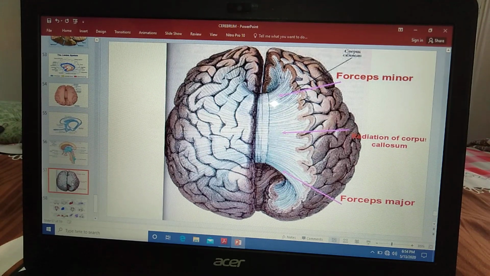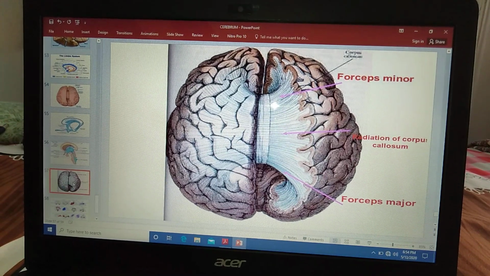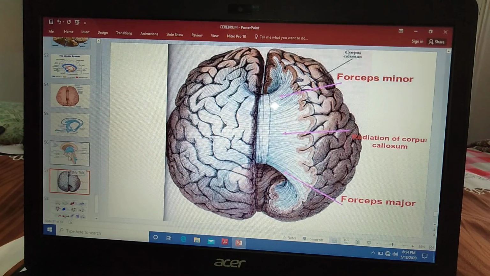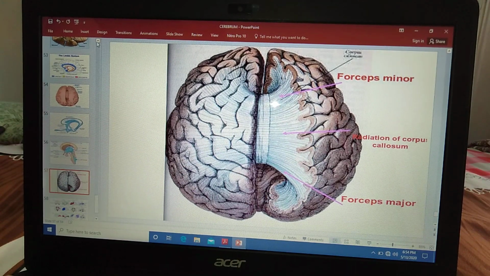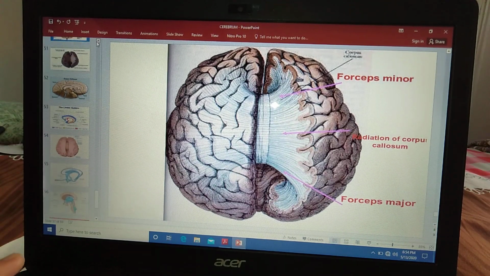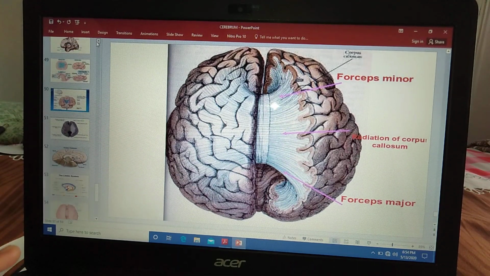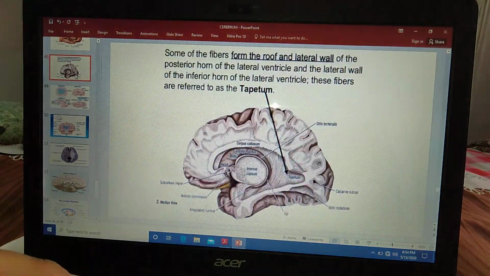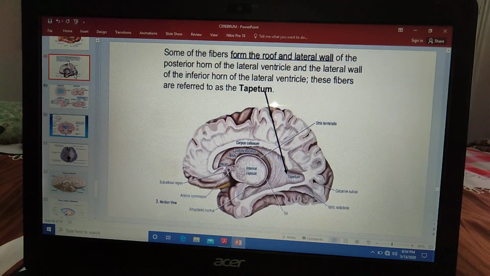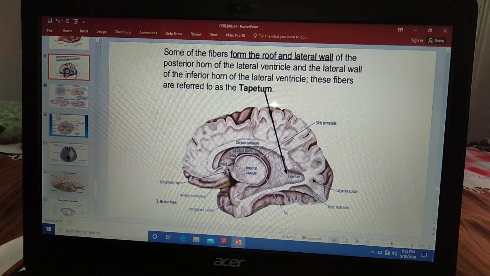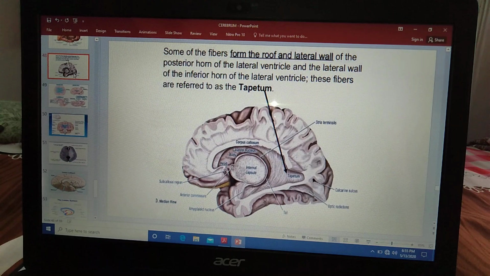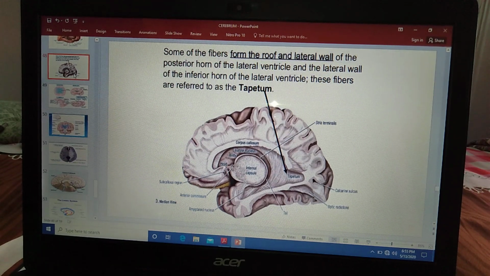The last is the tapetum fibers, right? Tapetum we have just seen in the previous video. Again we will see the tapetum. As I told you, it is the fibers of the corpus callosum only. Here you can see the tapetum fibers are shown. It is formed by some fibers from the trunk and the splenium of the corpus callosum. The tapetum forms the roof and the lateral wall of the posterior horn and the lateral wall of the inferior horn of the lateral ventricle. So these are the fibers of the corpus callosum: rostrum, forceps major and minor, and the tapetum.